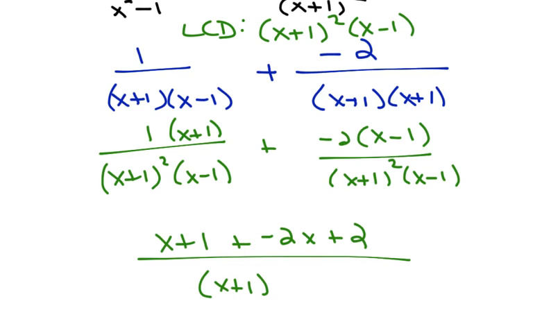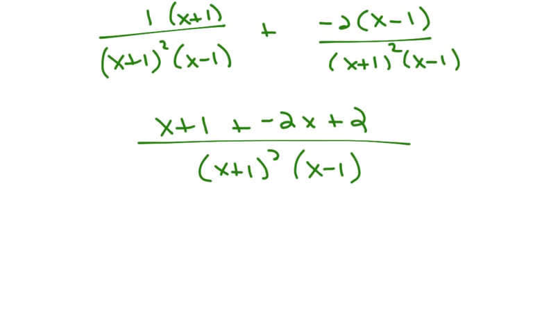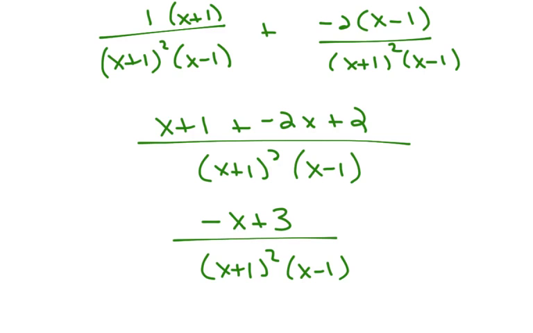I'm not going to multiply out the denominators, I'm going to leave them. And then I'm going to combine like terms, so I get negative x plus 3 all over x plus 1 squared, x minus 1. And there's really nothing else to do with this. My textbook actually writes this as 3 minus x in the numerator. It really doesn't matter. I'm fine with negative x plus 3.